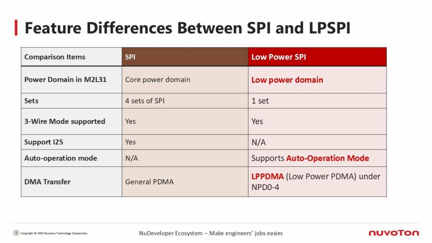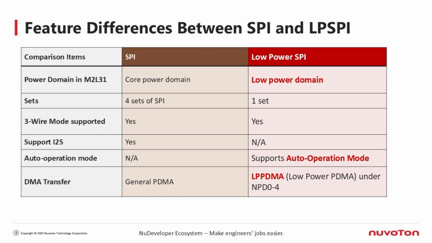Here, I'd like to walk you through the differences between the regular SPI and the Low Power SPI in the M2L31 series. In the middle of the table, you can see that the regular SPI modules belong to the core power domain, and the M2L31 series provides up to 4 of them. These SPI can also switch to I2S mode, so they work well for audio-related applications, such as interfacing with audio codecs. On the right side of the table, you'll find the Low Power SPI.